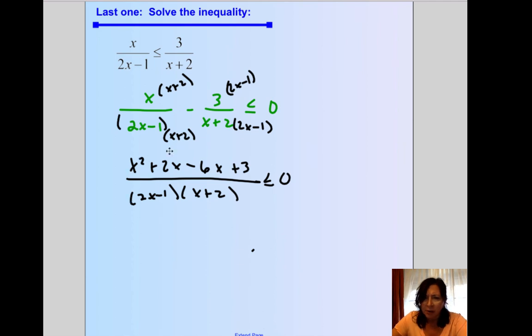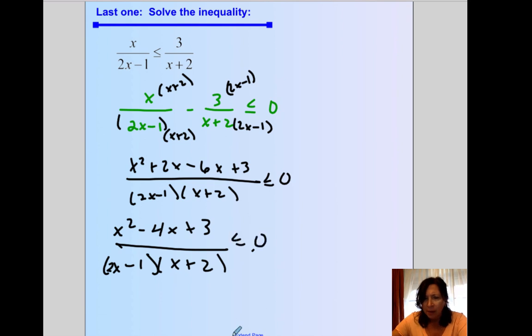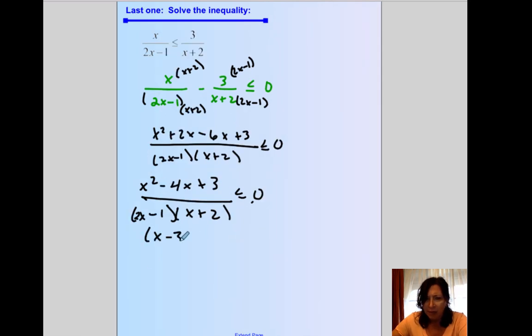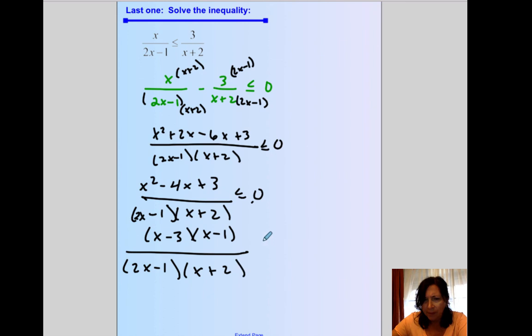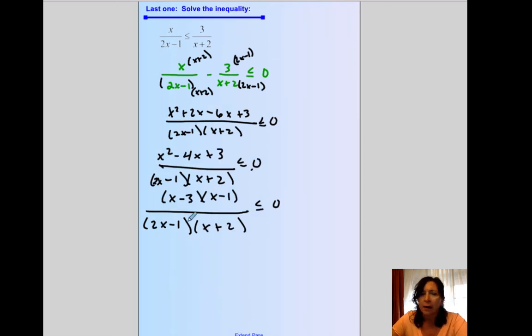Common denominator is going to be, well, denominator, x squared minus 3x plus 3. Nope, that's minus 4x. Let me fix that. Okay, minus 4x, because 2 minus 6 is 4. All over this, which is 2x minus 1 and x plus 2. And then we have x minus 3, we have x minus 1, we have 2x minus 1, and we have x plus 2. So the question is, plug in 0.